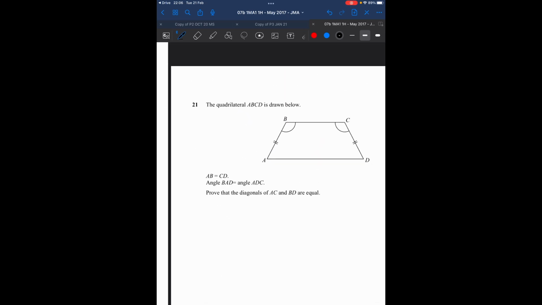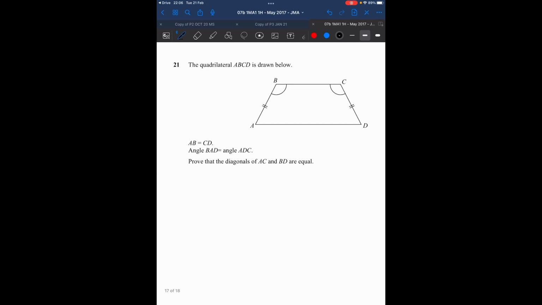The quadrilateral ABCD is shown below and it's got some information on it. So they're trying to show me that these are the same length by the look of it, and probably that these are the same angle. That's usually what that means. AB equals CD. Okay, yep, I knew that. Angle BAD equals ADC. So these are the same as each other.